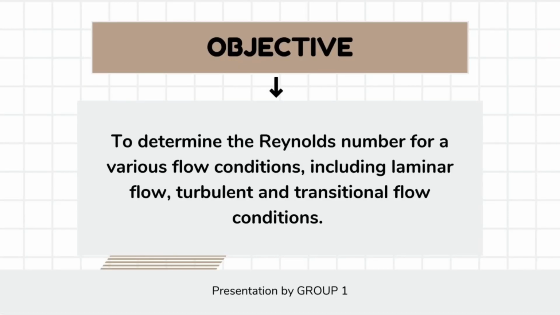Assalamualaikum and hi everyone. I am TJ21011 Saifullah bin Abdul Aziz and I will present about the objective of this DIY project. The objective of this DIY project is to determine the Reynolds number for various flow conditions including laminar flow, turbulent flow and transitional flow conditions.